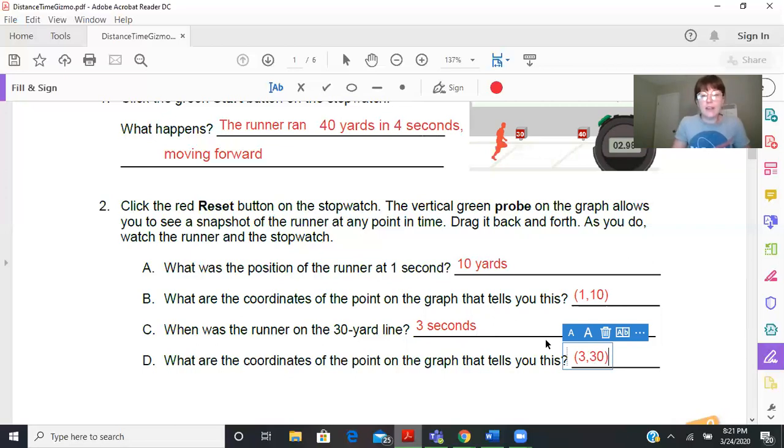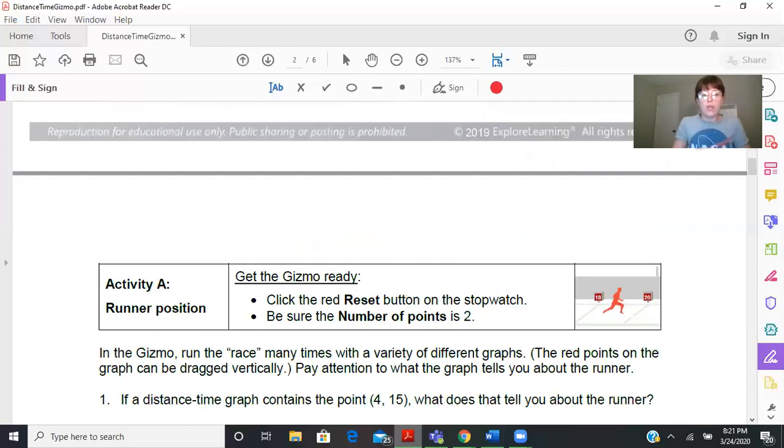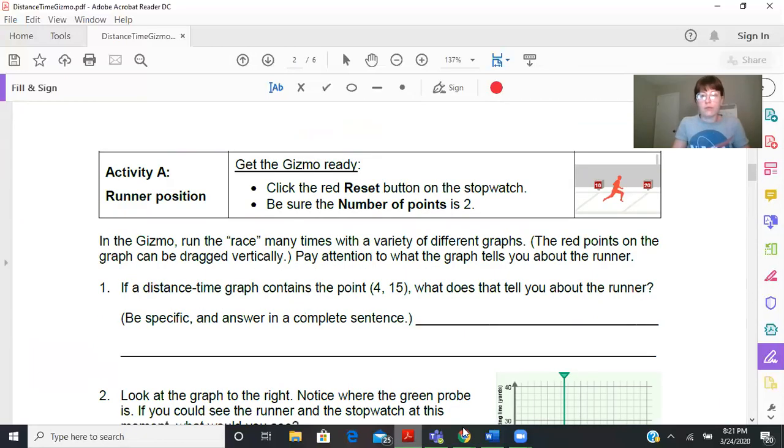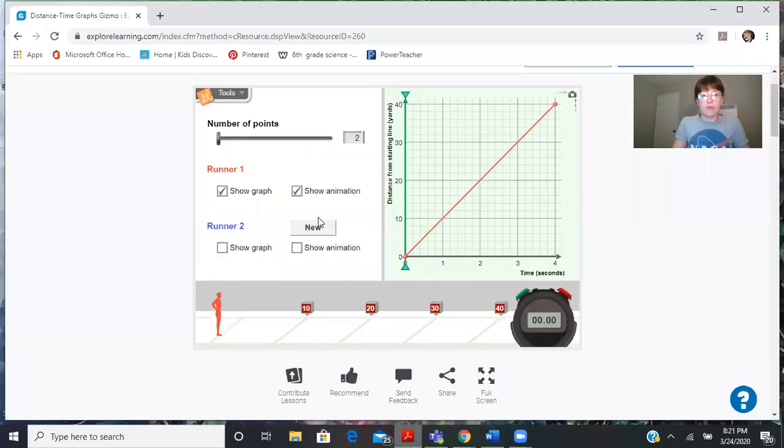All right, activity A, runner position. Click the red reset button on the stopwatch and make sure the number of points is 2. Number of points, 2. Oops.